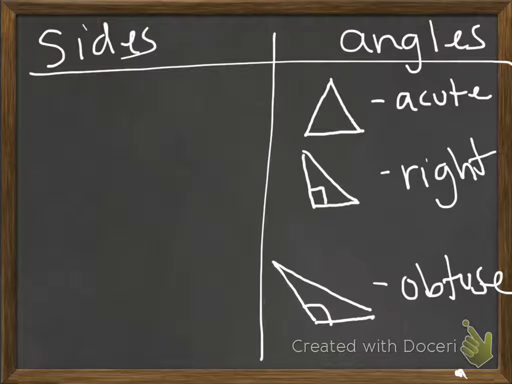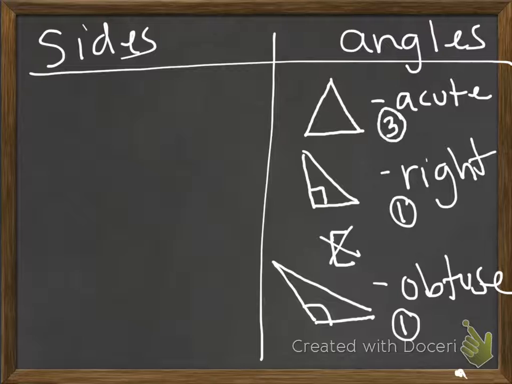Now for the right triangle and the obtuse triangle, you only need one such angle, because if you had more than one, we wouldn't be able to make a triangle. If you look here, I make a right angle and another one, I can't close this with just three lines, so it's not a triangle. But for the acute angles, you need to have three to make an acute triangle.